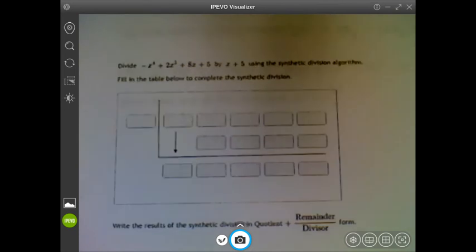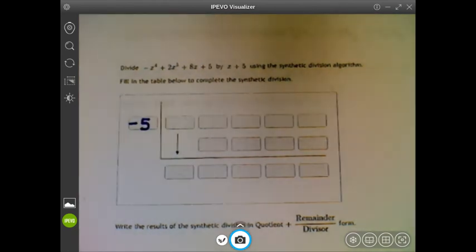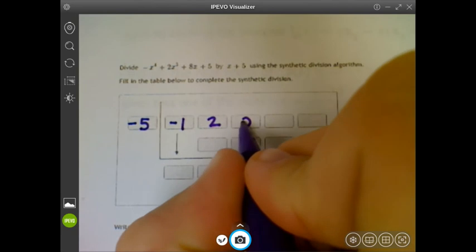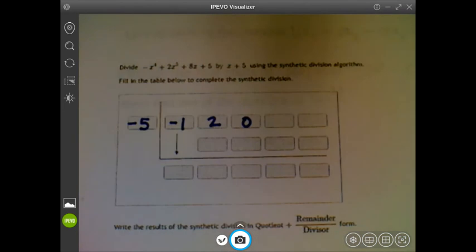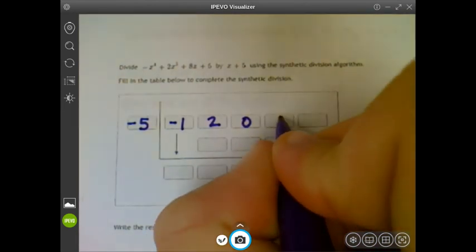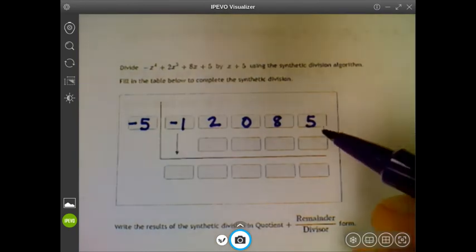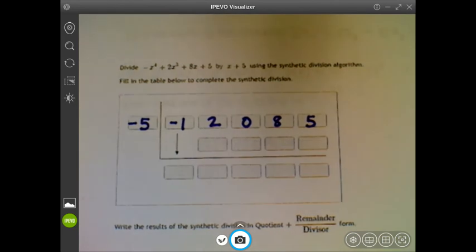All right, so x plus 5 means that you're using negative 5 because it's always what makes it equal to 0. Where's the 0 at from x plus 5? Your coefficients are negative 1, 2. We're missing the x squared, so you are going to put in a 0 there. So they do have to go in order, and because there's no x squared in our equation, there's a 0. 8 and 5. If that got you stuck, go ahead and hit pause if you want and try to finish it now.